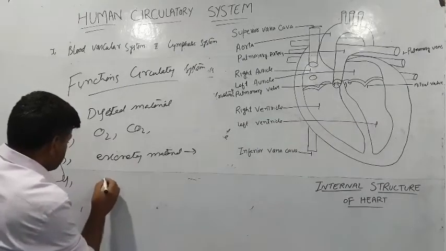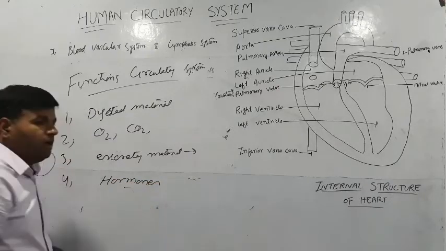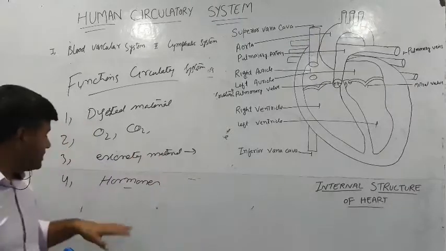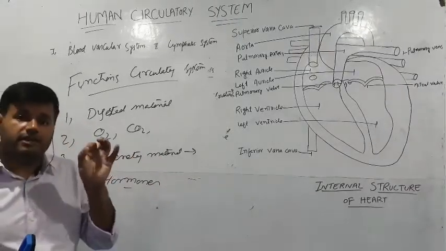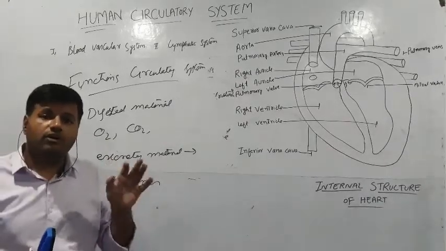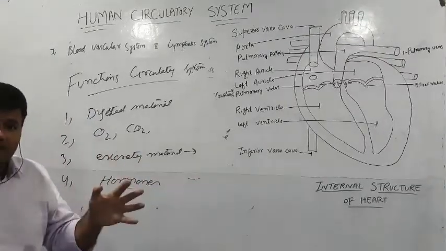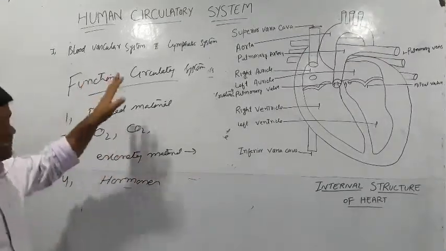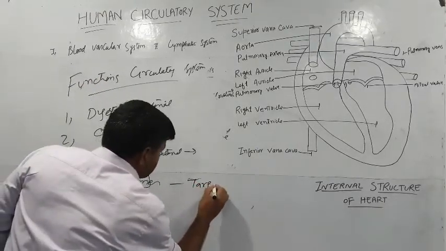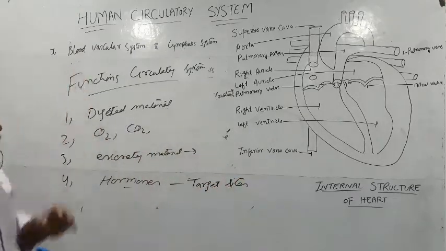One other important function is that we have hormones in our body. Our body has many different kinds of endocrine glands, and these endocrine glands are ductless glands which secrete hormones. These hormones are very important for the proper functioning of our body. From the endocrine glands where they are secreted, they are carried by our blood vascular system and transported to their target organs, the target sites where they have to act.